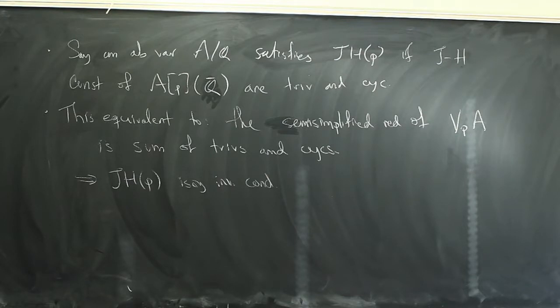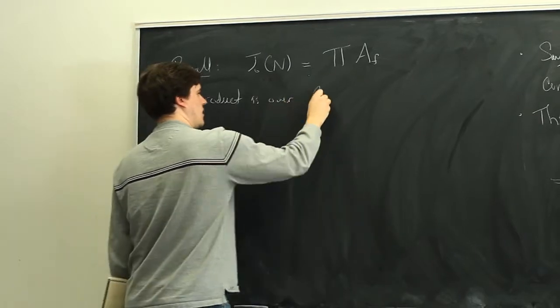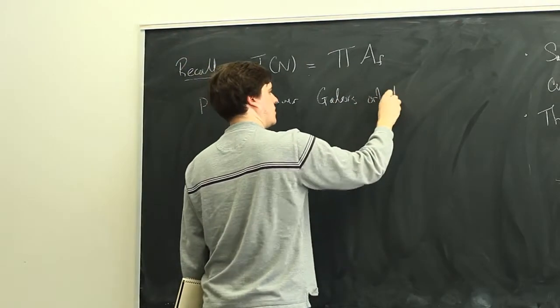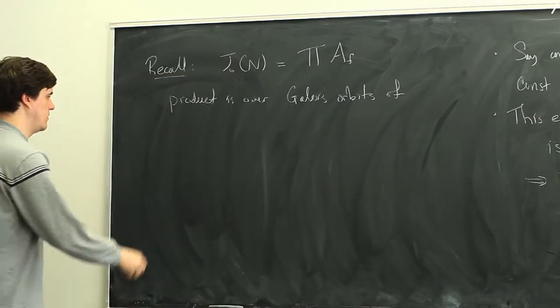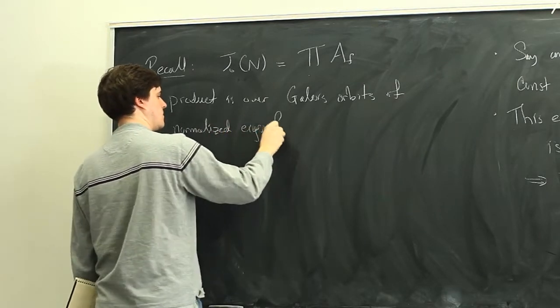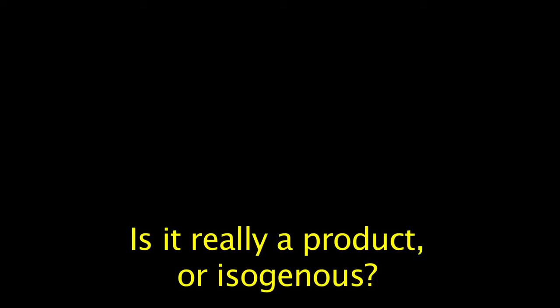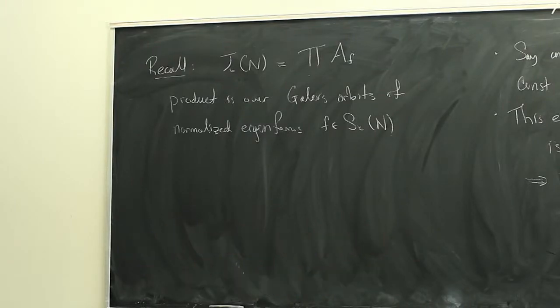Okay, so recall that we proved this decomposition up to isogeny at least. The Jacobian of N, J0 of N, is the product of these Shimura construction abelian varieties. So here the product is over Galois orbits of normalized eigenforms F in S2 of N. It's the same to say take the product over the maximal ideals of the rational Hecke algebra. Up to isogeny, we have this product.